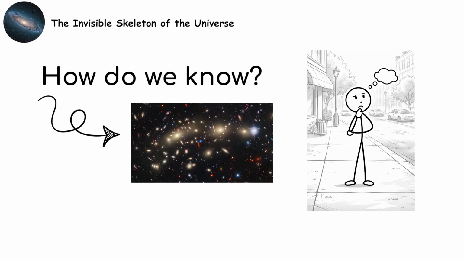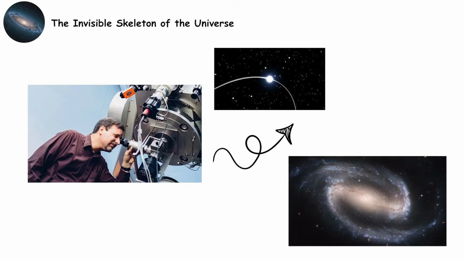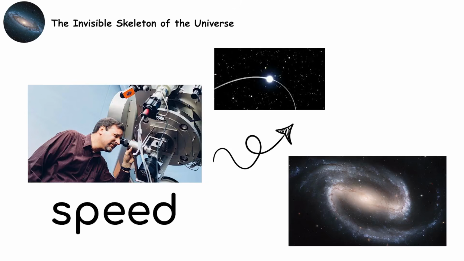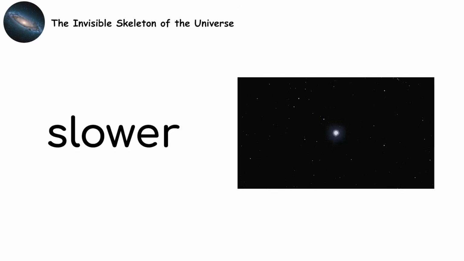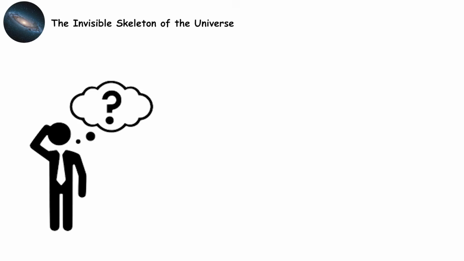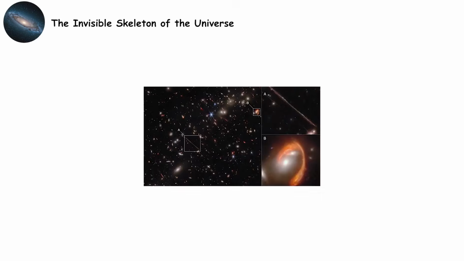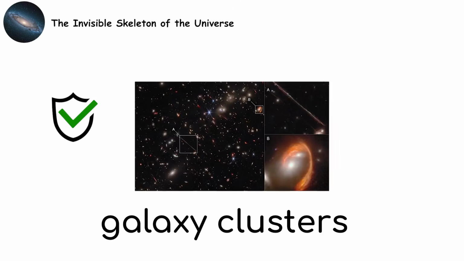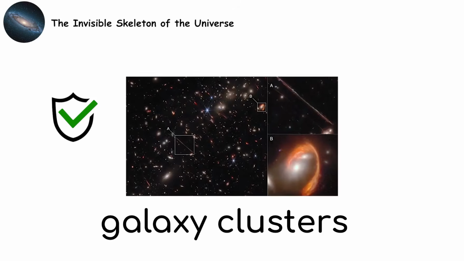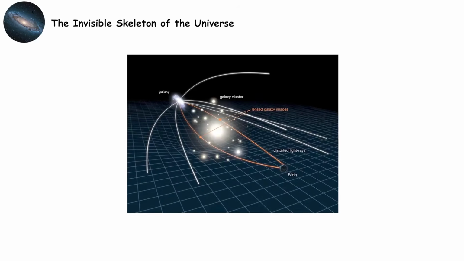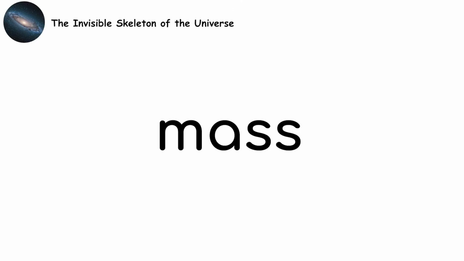When astronomers measure how fast stars orbit around galactic centers, the speeds don't match what we'd expect from visible matter alone. The outer stars should be moving slower, but they're not. Something invisible is adding mass and holding these galaxies together. The proof gets even stronger when we look at massive galaxy clusters. Light from distant objects bends around these clusters in a way that requires far more mass than we can see.